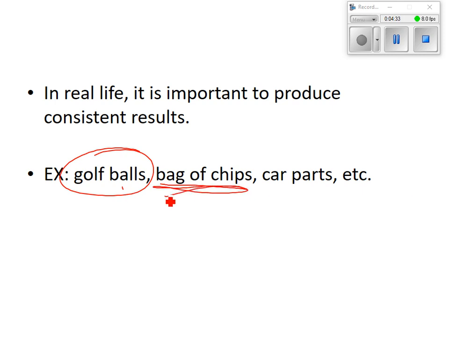Bag of chips. With the bag of chips, why would you need to know that? Well, not every single bag of chips is the same, but they have the same amount of weight. Serving size. Serving size and stuff that the government makes them put on there.